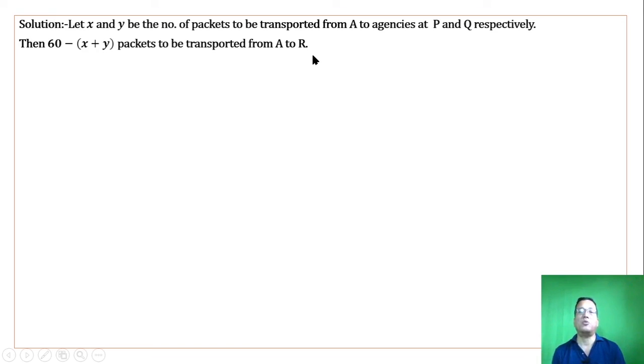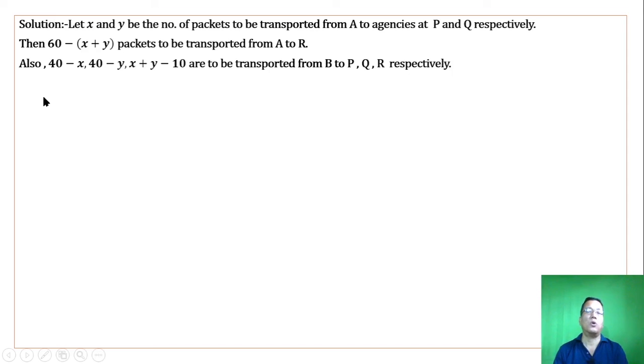If X and Y packets are sent from factory A to agencies P and Q, then the remaining packets from A's capacity of 60, that is 60 minus (X plus Y), go to agency R. Also, agency P requires 40 packets, so 40 minus X are to be transported from factory B to P, similarly 40 minus Y to Q, and X plus Y minus 10 to R.